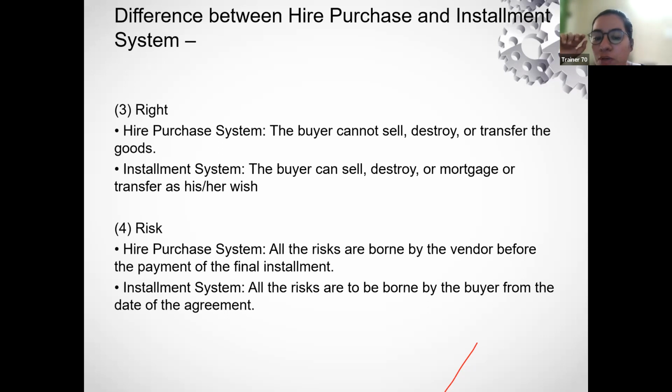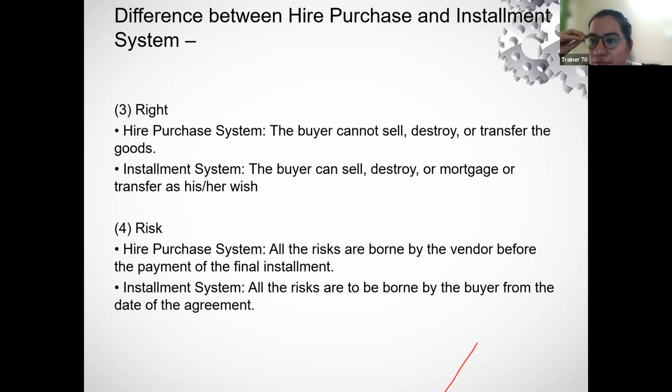Okay, next is risk. Under hire purchase system, what happens? All the risk is borne, all the risk is on the shoulders of the vendor, that is the seller, because he is still the owner of the goods. If any damage or anything happens, he will be the one who is responsible for that. Under installment system, what happens? All the risks are borne by the buyer.